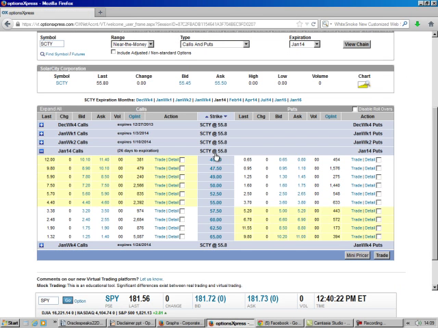Solar City's selling at $55.80. We're going to sell a put, which means we're going to promise to buy it at $55 inside the next 26 days, if they'll give us $3.60 a share. And that's a 6.7, 6.8% return on our money.